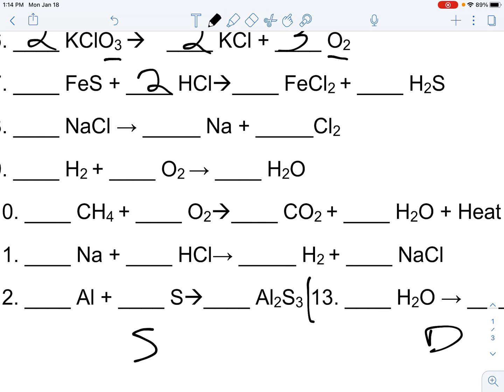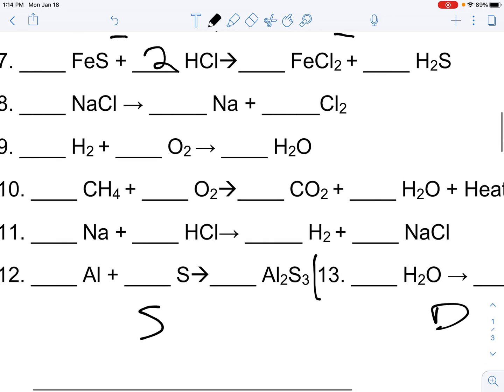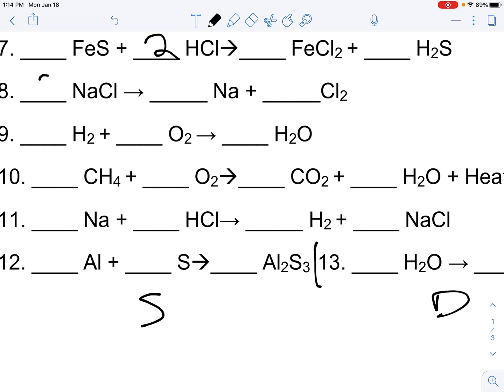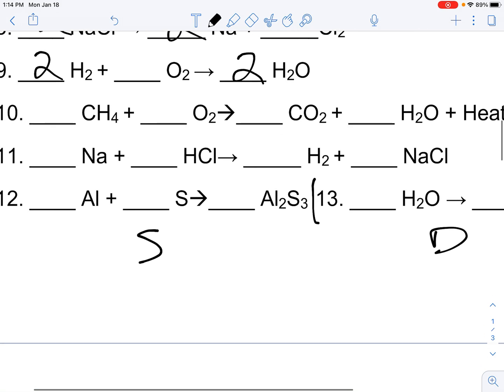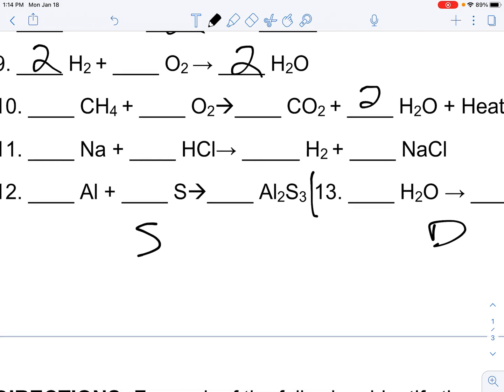I need a 2 here to balance my chlorines and my hydrogens, then I'm done. This is a duplicate, so it's a 2 there and a 2 there. Not sure what happened there. I need a 2 there to balance my oxygens, then a 2 there to balance my hydrogens. 1 carbon and a 2 there to balance hydrogen, which gives me 2 oxygens here and 2 oxygens here for a total of 4, so I need a 2 there.